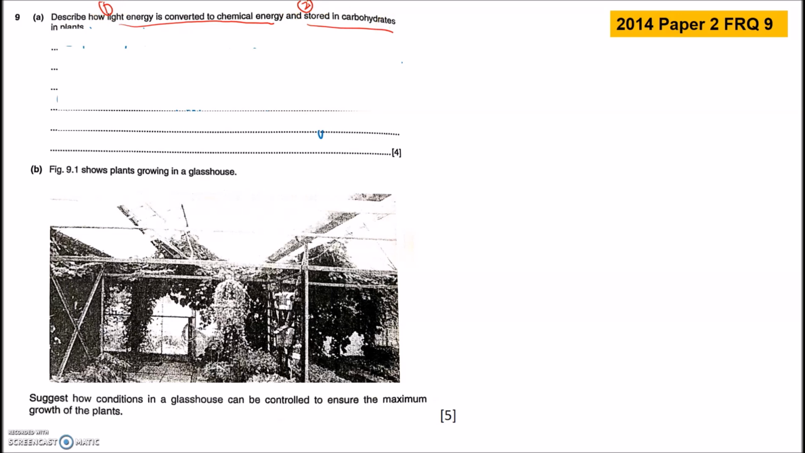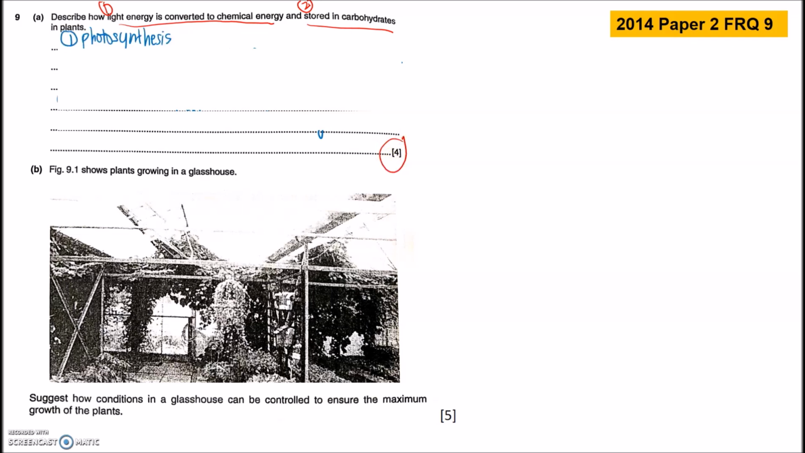So many people will go on to talk about photolysis of water, light-dependent reaction, light-independent reaction, and then splitting of water molecules to hydrogen ions and oxygen. But this is all not inside the syllabus. Okay, so what they're asking here is quite straightforward. Okay, so let's look at how we're going to obtain these 4 points.